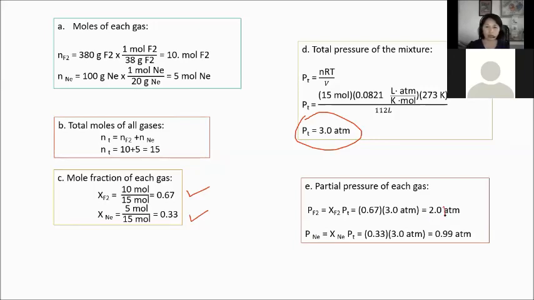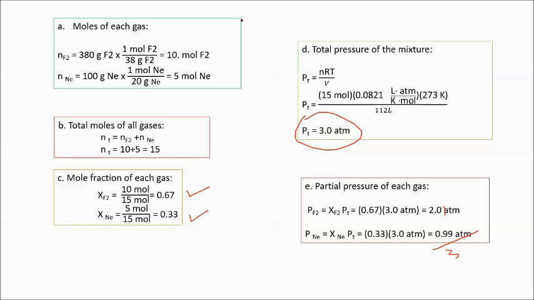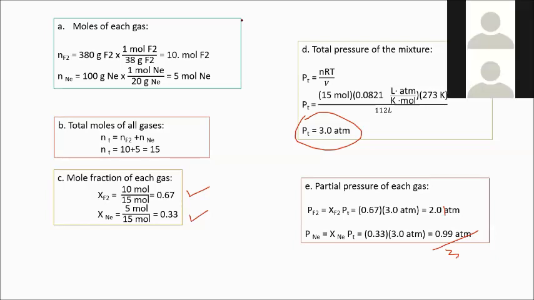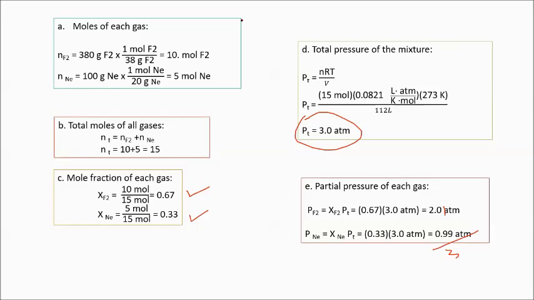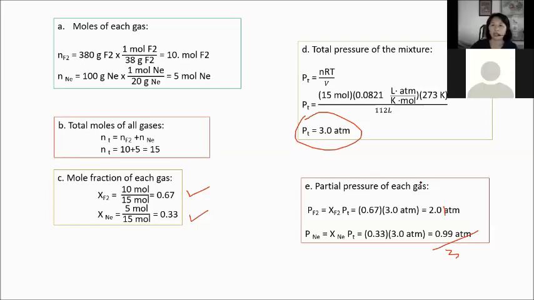It's 2.01. And then 0.33 times 3 is 0.99. So as a way of checking if we are correct, we add these two. The total must be 3. Okay, so that is how to use the partial pressure.